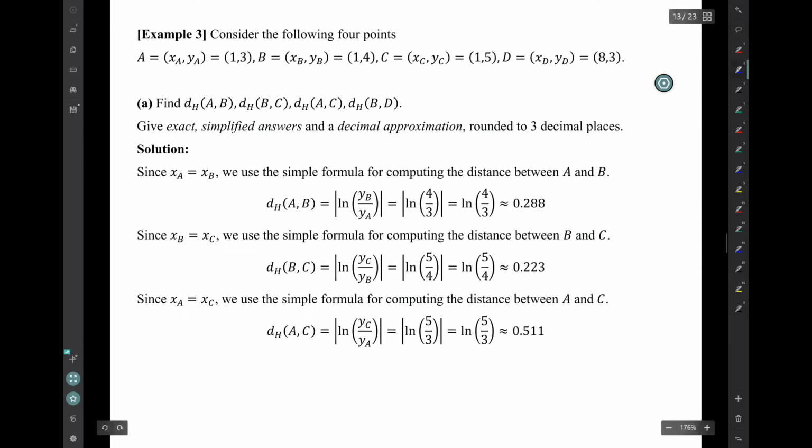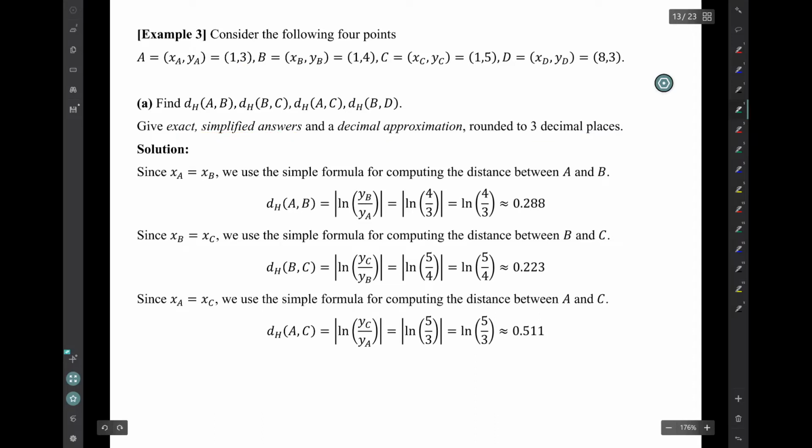So for example, consider these 4 points. A is (1, 3). I'm going to denote that as x subscript a, y subscript a. B is the point (1, 4). C is the point (1, 5). And D is the point (8, 3). Question A is to find these Poincare distances, the distance between A and B, between B and C, between A and C, and between B and D. And in all cases, give exact simplified answers and a decimal approximation rounded to 3 decimal places.